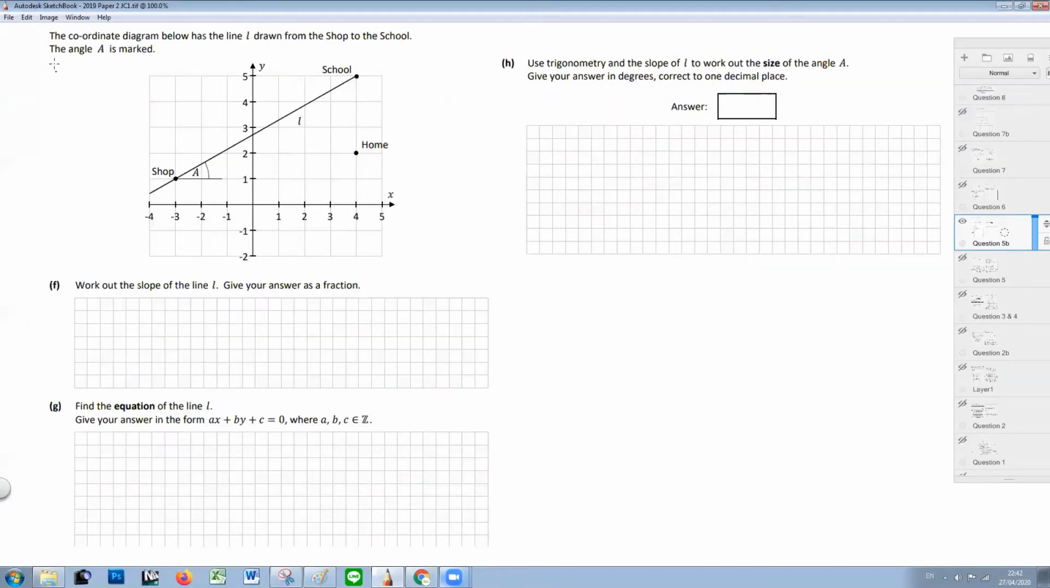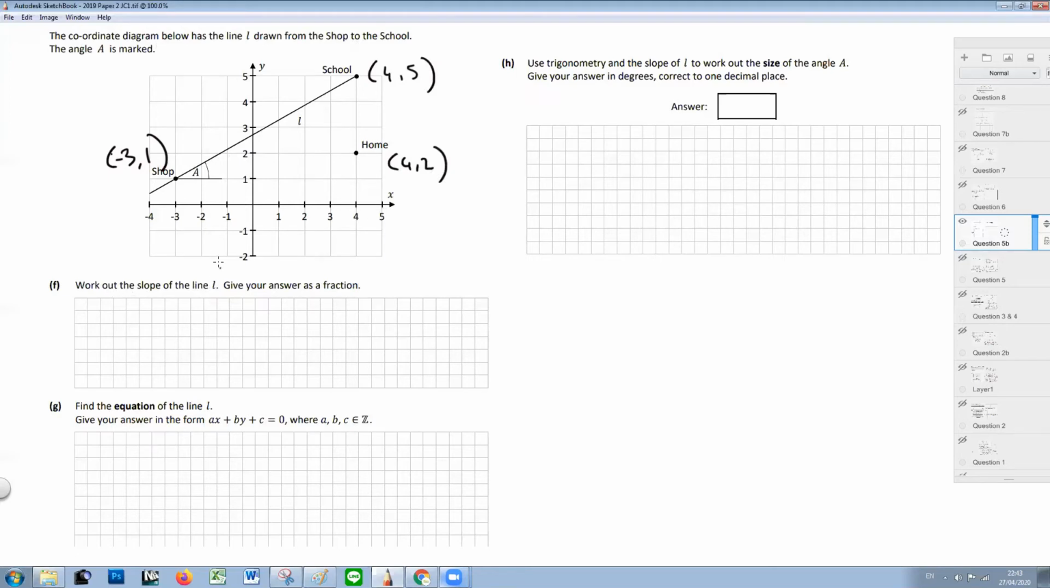So the next bit we're told on 5B, the coordinate diagram below has a line L drawn from the shop to the school. The angle A is marked. So we have the shop to the school and we have a line drawn from the two. Okay, so very quickly, I'm just going to write in my points again. So we have -3, 1. We have 4 and 5. And we have 4 and 2.